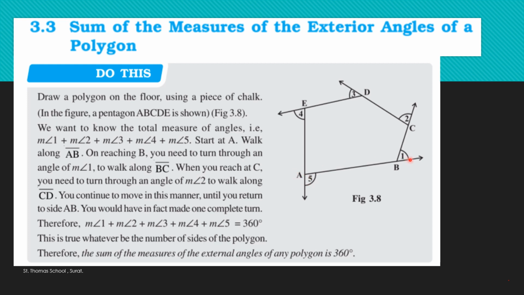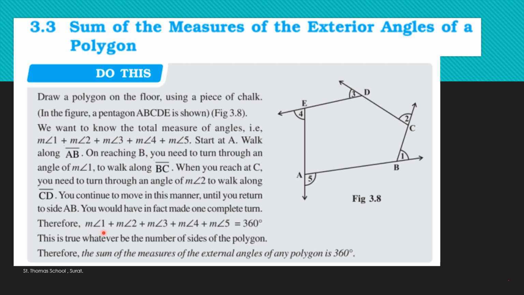So what you observe here, see the angles. When you turn angle 1, so this much, right? Again turn angle 2. So that means you have to turn like this, angle 2. Again angle 3. So it comes here, angle 3. Then angle 4 here and angle 5. So what do you observe here? Angle 1, 2, 3, 4, 5. That means you made one complete turn. That means one full turn. So what is the measure of angle at a point? It is called 360 degrees, right?